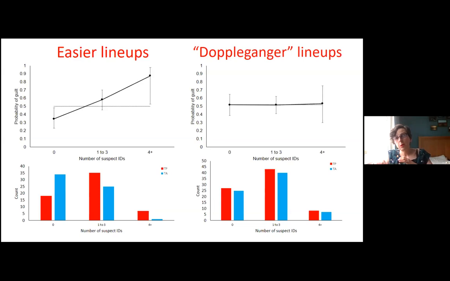And this is one of the additional analyses that I want to get stuck into, looking at the shape of the confidence accuracy curves across the doppelganger and easier lineups, because I suspect it's going to look a lot like this. I think that confidence is going to be pretty useless for these two lineups here.